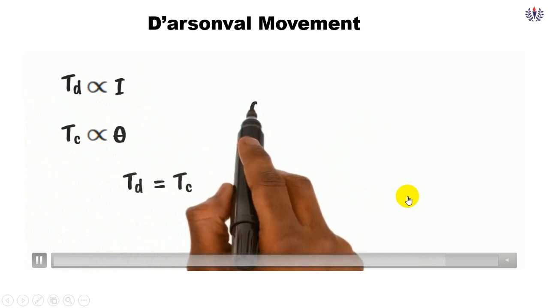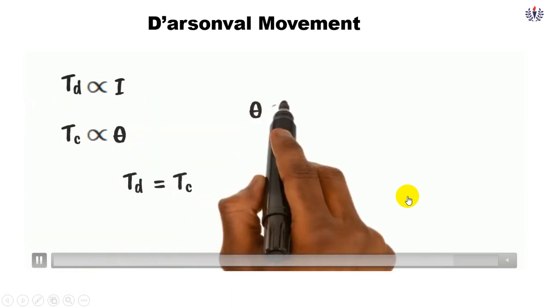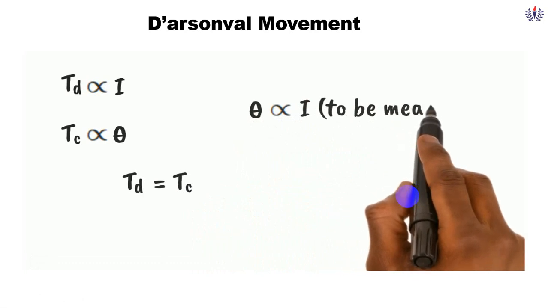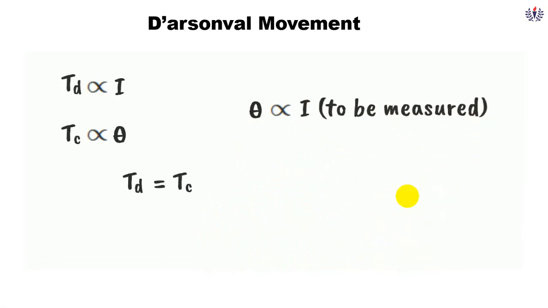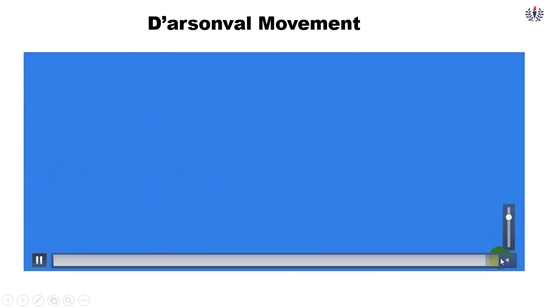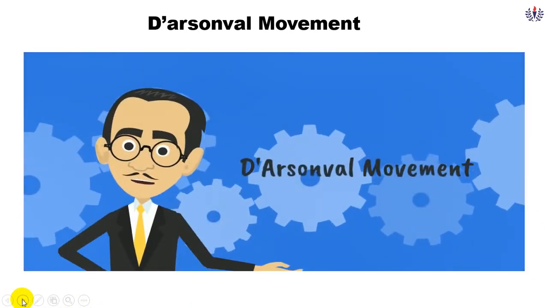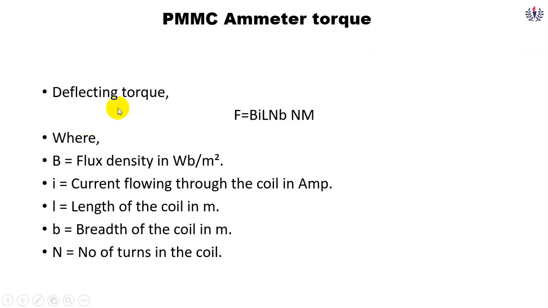When TD is equal to TC, deflecting torque is equal to control torque, then what will happen? Equilibrium position will be attained. That is, theta is always directly proportional to I, so that we can measure the controlling torque here. So here, how can the deflecting torque be equated?